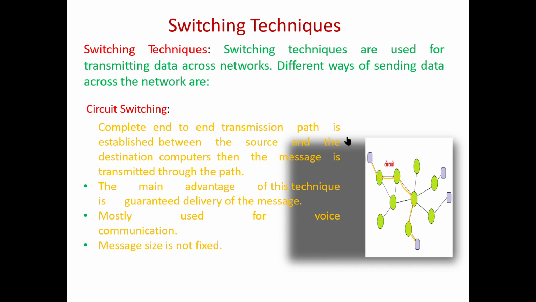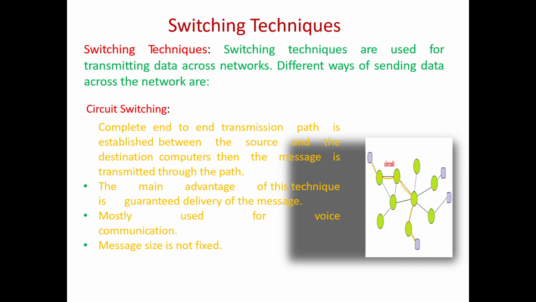In circuit switching, there must be a physical path between the source and the destination. Suppose that this is your source and this is your destination, then you can see that there is a physical path. This is your physical path to transfer the data from source to destination. It is compulsory in circuit switching, as you can understand from its name. It is a circuit, which means it must have a physical path.